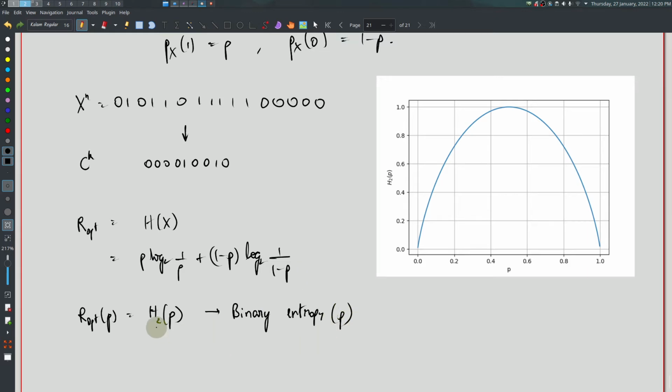Okay, this notation is my own, so sometimes different books or different papers use slightly different notation, but let us call H2 of P the binary entropy of P, and when I say binary entropy of P, I mean this particular function over here.